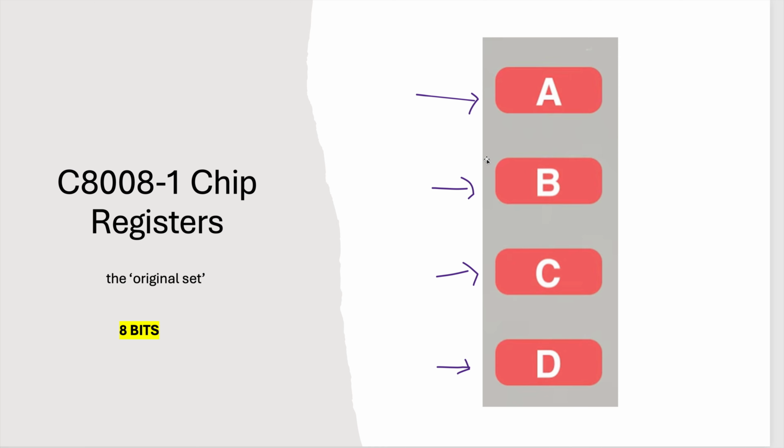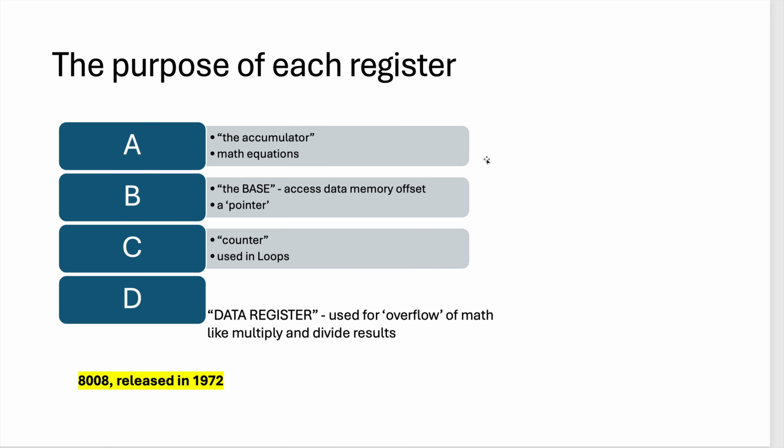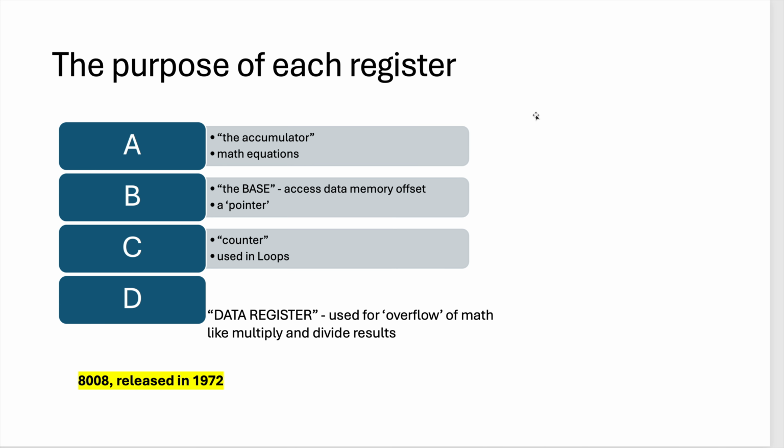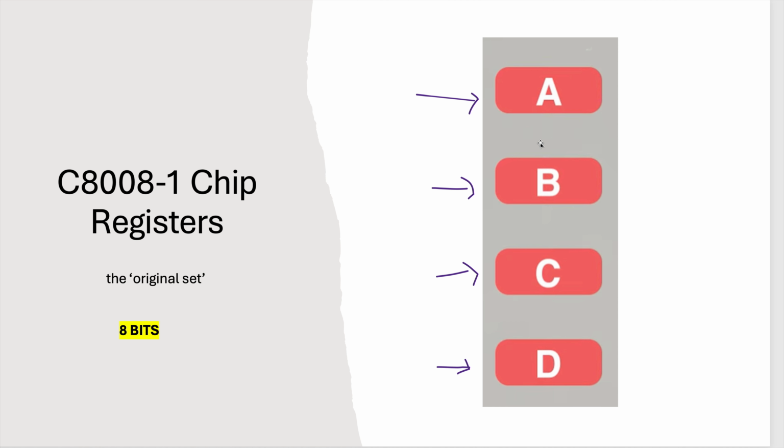Now, as you progress into time, these purposes get muddled. But we have A, and we call that the accumulator. What A will do is do things like math equations, like 4 divided by 3 and things like that. The base accesses data memory offset, or as they say, a pointer. So while A is doing math stuff, B is basically pointing at stuff. It's pointing to memory offsets.